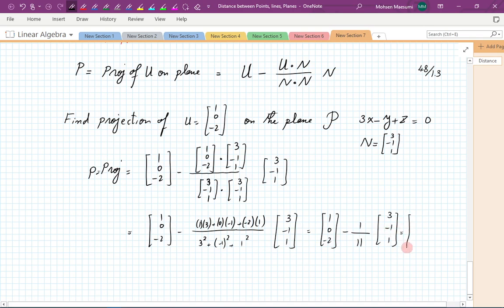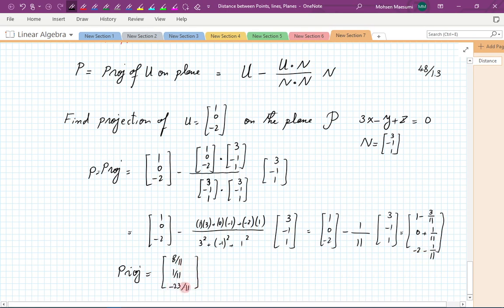You do a bit of arithmetic here. So 1 minus 3/11, 0 plus 1/11, and that's going to be what? -2 minus 1/11. Is that right? So the projection turns out to be, let's clean this up, 11 minus 3 is 8/11, and then 1/11, and then 22, and that becomes -23/11.